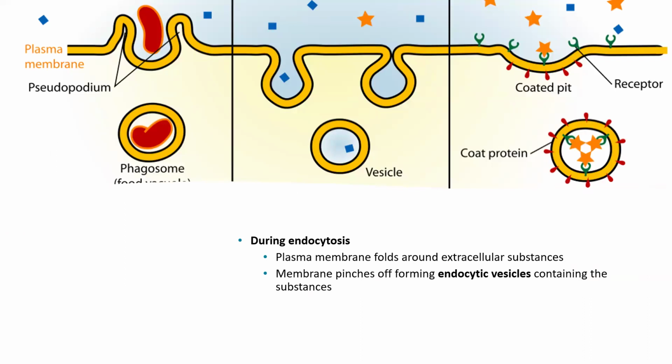So in endocytosis, what you're trying to do is get something into the cell, right? And so what's going to happen is the plasma membrane is going to fold around whatever it is that you have in that outside of the cell, and then it's going to pinch off the membrane. So your two edges that pinch around it are going to pinch off into its own little vesicle. And this is what we call an endocytic vesicle, and that's going to contain your substance.